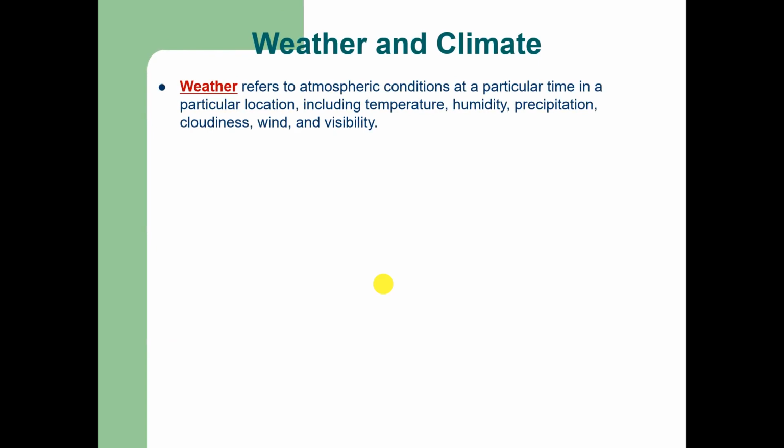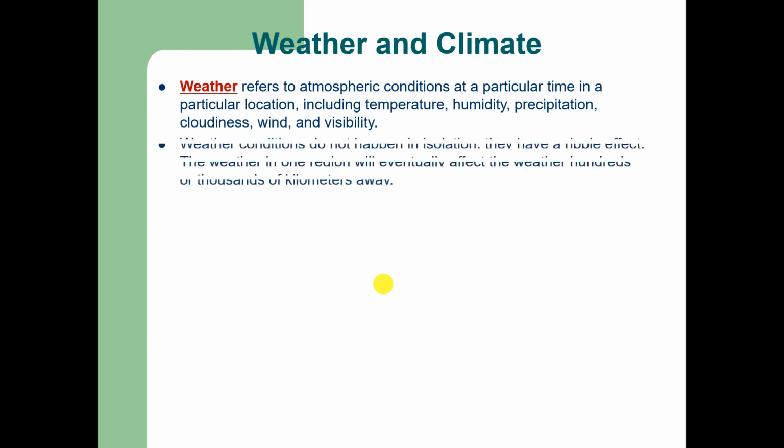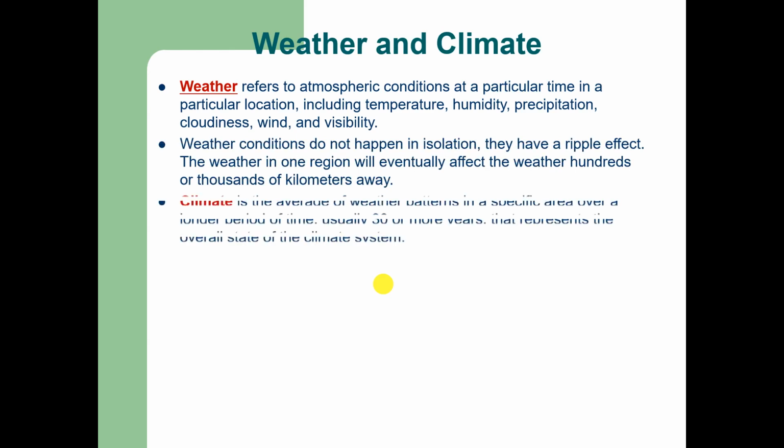There's a question: what is the difference between weather and climate? Weather means atmospheric conditions at a particular time in a particular location, including temperature, humidity, precipitation, cloudiness, wind, and visibility. Weather conditions do not happen in isolation. They have a ripple effect. The weather in one region will eventually affect the weather hundreds or thousands of kilometers away.